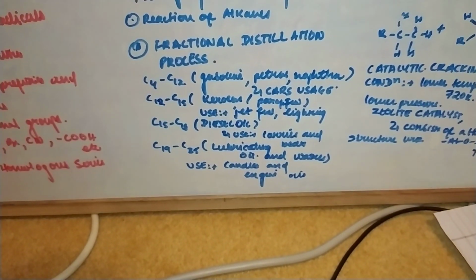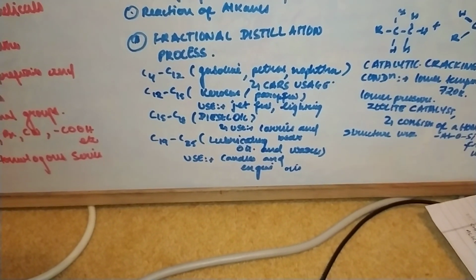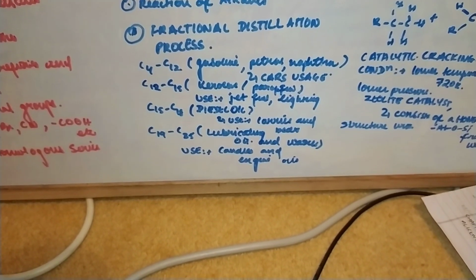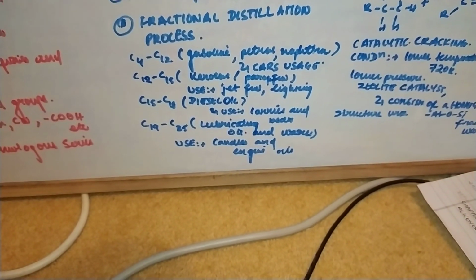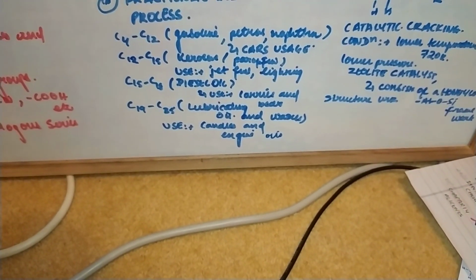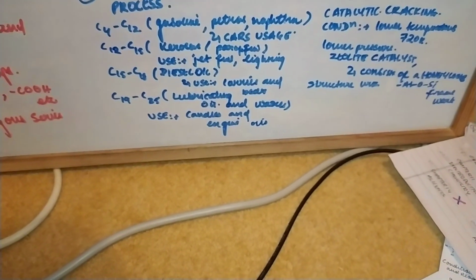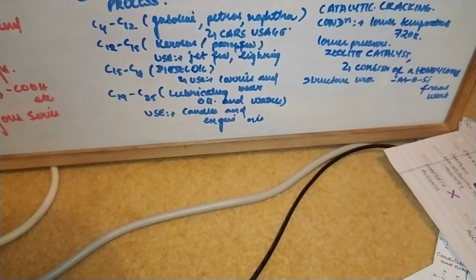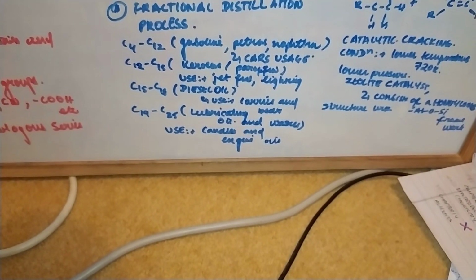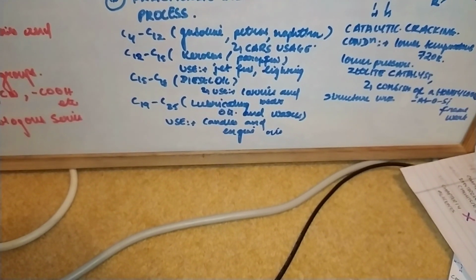Carbon 4 to carbon 12 gives gasoline, petrol and naphtha. This is used in cars. Carbon 12 to carbon 15 produces kerosene and paraffin, used in jet fuel and lighting. Paraffin, in other words the gas, is used in paraffin lamps. Then carbon 15 to carbon 18 leads to the formation of diesel oil. See how it differs from carbon 4 to 12 to carbon 15 to 18 in how diesel oil and petrol are formed, and diesel is particularly used in lorries and boats.